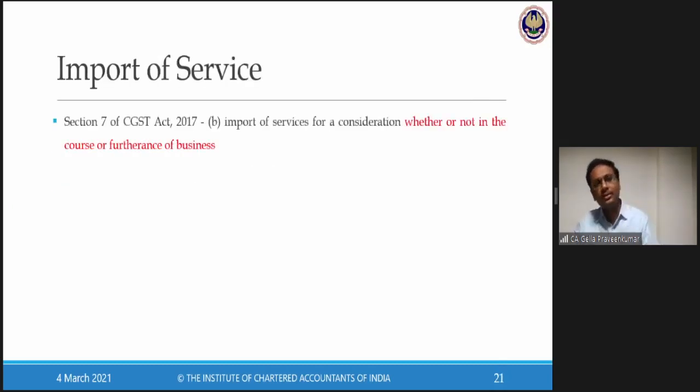Next, we move on to the next aspect called import of service. Before I go further, let me see if there are any questions on this further.